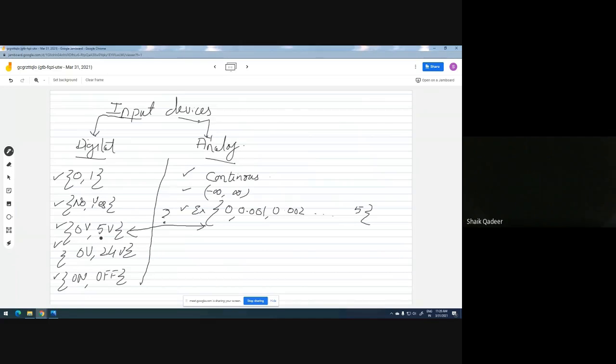Precise. Yeah. Okay, I will take you to the exact answer. How many numbers are you able to see here? Three numbers, sir. Zero and five, it's looking like two. Okay, two numbers. How many numbers are you able to see over here? 0.001, 0.002, so on up to 5. Yes, sir. How many have we got?